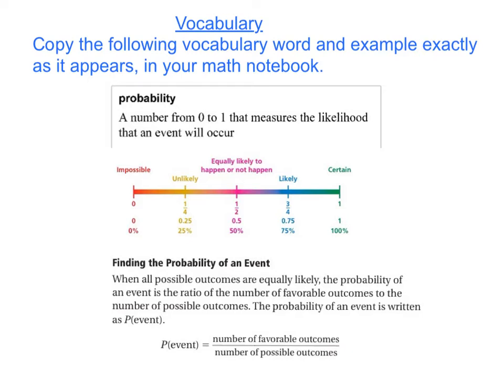Finding the probability of an event. When all possible outcomes are equally likely, the probability of an event is the ratio of the number of favorable outcomes to the number of possible outcomes. The probability of an event is written as P(event). Probability of an event equals the number of favorable outcomes over the number of possible outcomes.